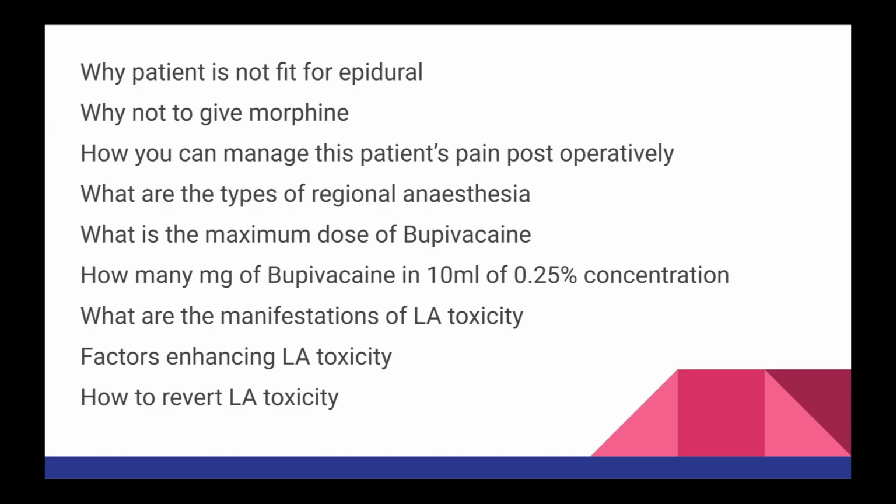Okay. So what are the different types of anesthesia apart from epidural which can be useful in this patient? We can give regional block, local anesthesia, and general anesthesia. Okay. So how can you manage the patient's pain post-operatively? Post-operatively, we can give either NSAID or paracetamol, and if there is severe pain, we can also go for local anesthesia. Yes, we can give IV paracetamol also.